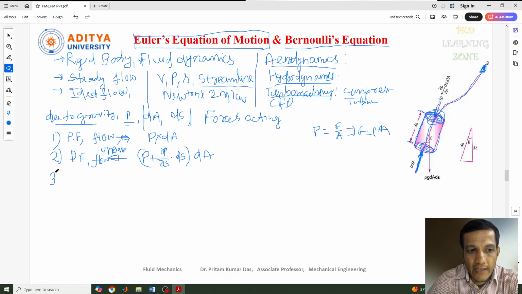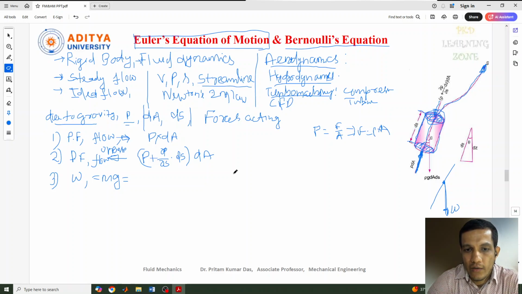Apart from that, another force is the weight of the fluid element, because every individual has some weight. We know that the weight is always vertically downward. So if I draw this, suppose the movement is there. Let me draw this. This is the center point, suppose. The weight will always be vertically downward. So the weight of the fluid element is W. We know that W equals mg, mass of the fluid into gravity.